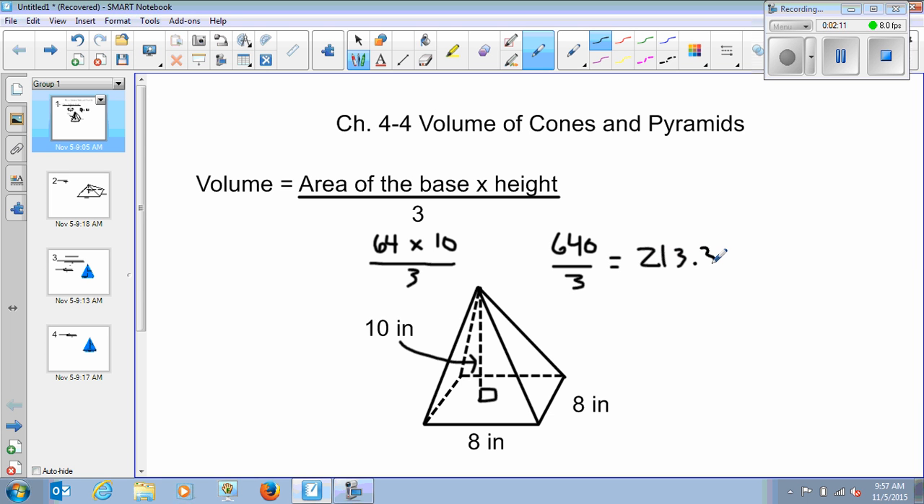213.3. And we actually have a label here, inches, and volume is always measured in cubic units. So we put a little cube up there because we have 3 dimensions. So it means we could put actually 213 little 1 inch by 1 inch by 1 inch cubes inside of a figure that looks like this. Let's do another one here real quick.